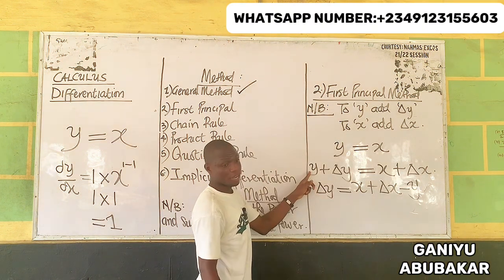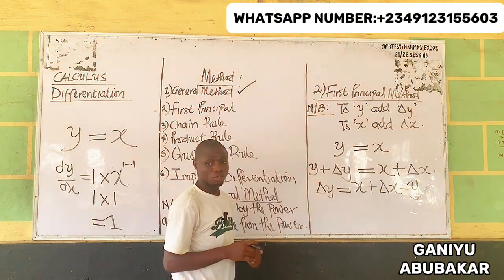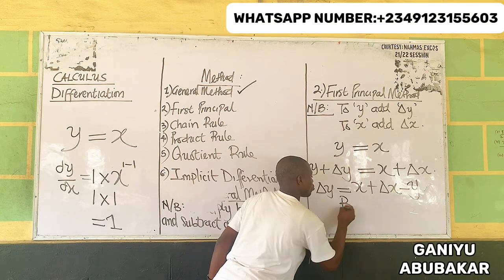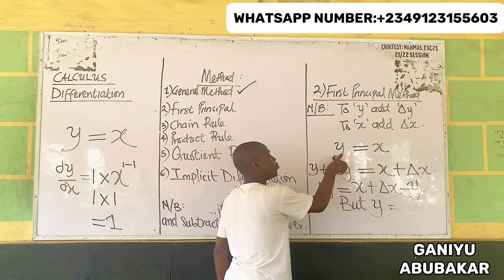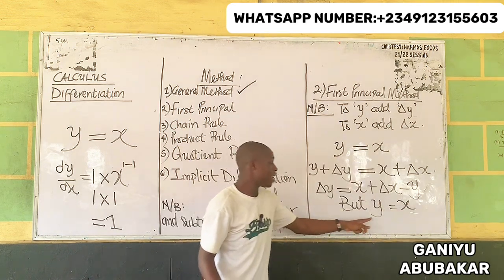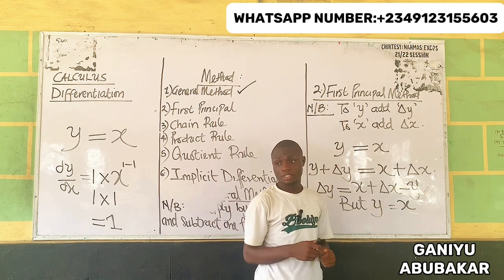Because there's a plus y here. If a plus y crosses over, what does it become? A minus y, please. Are we good? Now, at this junction, you say this y you took from the question is x. Y is x from the question now. So anywhere I see y, I put x. Please, are we good?